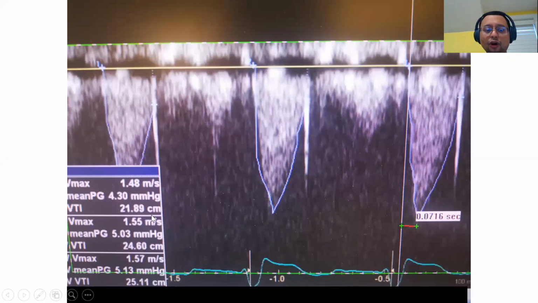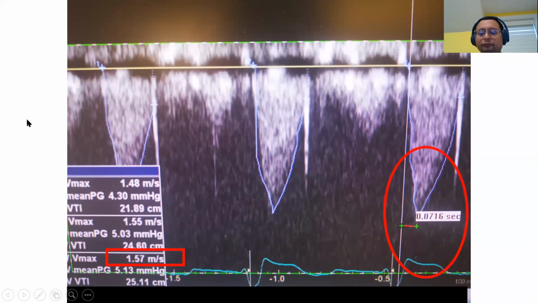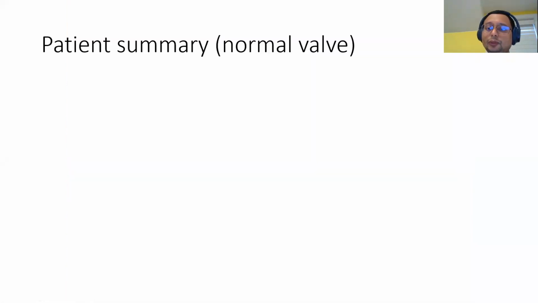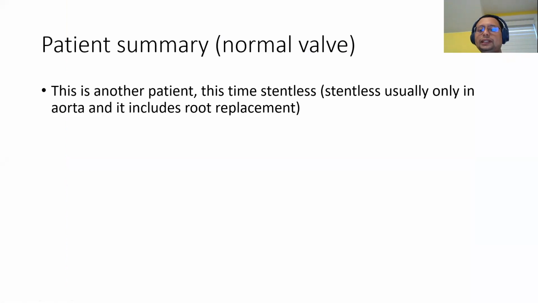Again, look at the Doppler, look at the acceleration time. It is 71.6. That's very good, less than 100, right? So this is a short acceleration time. And we calculate our dimensionless index. This patient's dimensionless index is also above 0.25. You can see that the maximum velocity is way less than 3. It is 1.57 meters per second. So that's normal. So this is another patient with a normal valve, this time stentless.